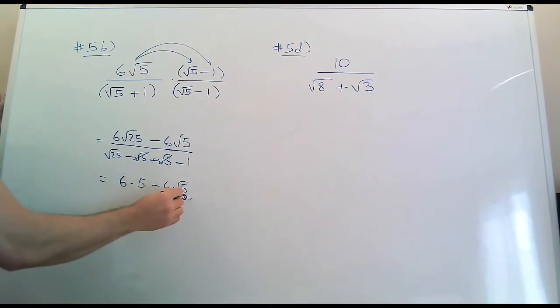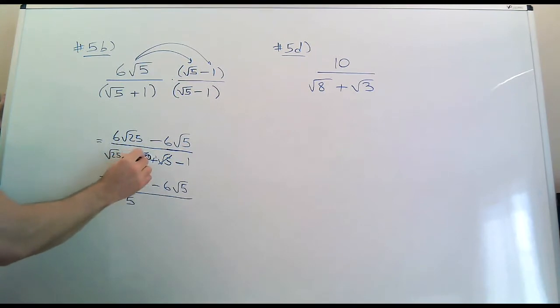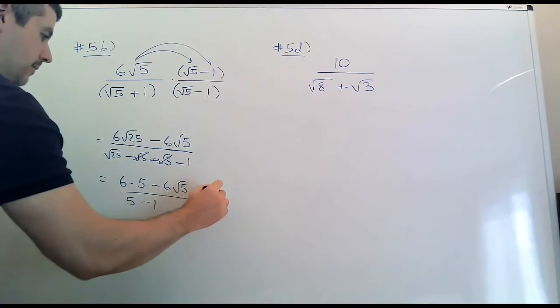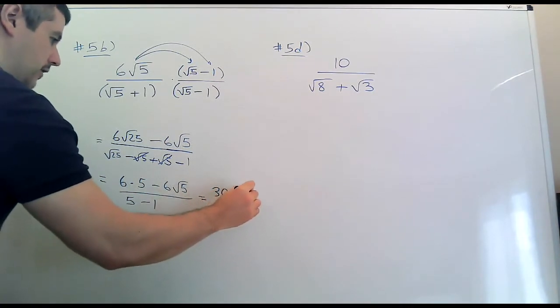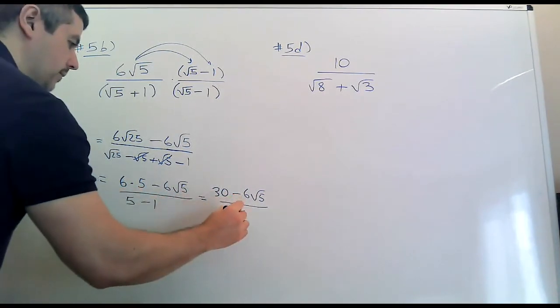Be very careful here. All I'm doing is taking them out of jail. Radical 25 is 5. That's gone, that's gone. You have a minus 1. 6 times 5 is 30. Take away 6 radical 5. On the bottom, you have 5 take away 1, which is 4.